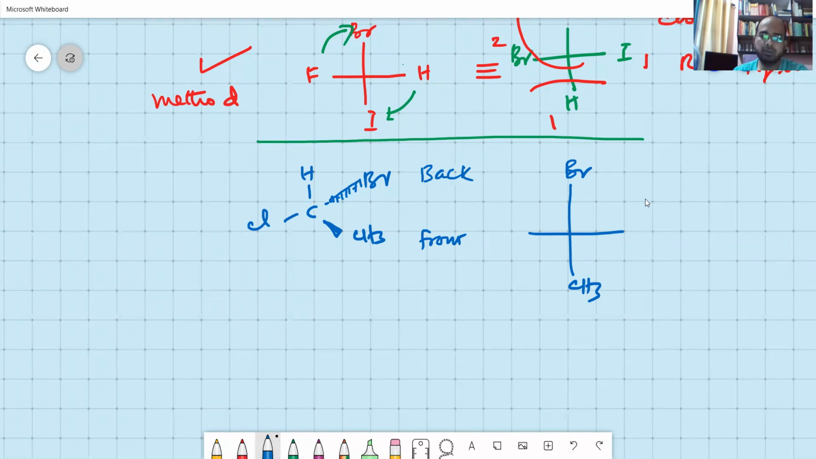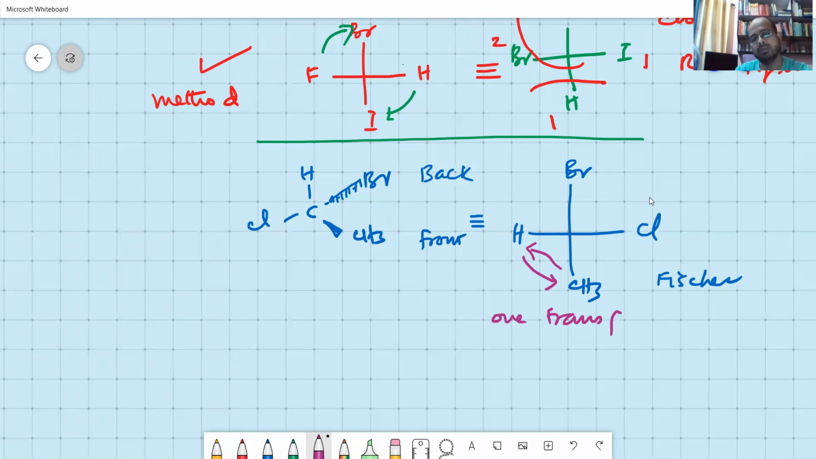So when you make front and backward like this, to the top portion of the bromine is hydrogen, to the bottom portion of this is the chlorine. This is the Fischer projection formula. After writing this, you can see that H is the last priority. You have to bring H here and take CH3 there. So one transformation is not allowed.